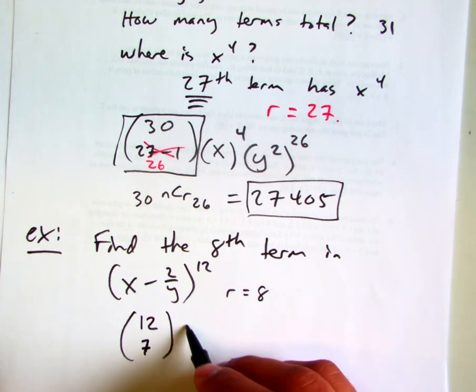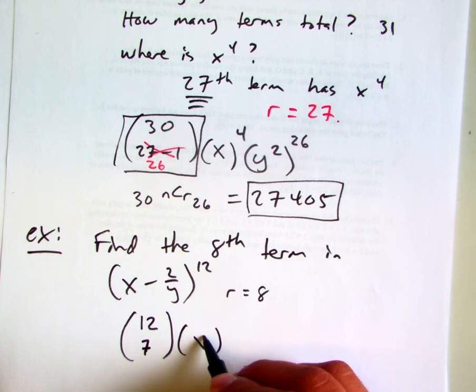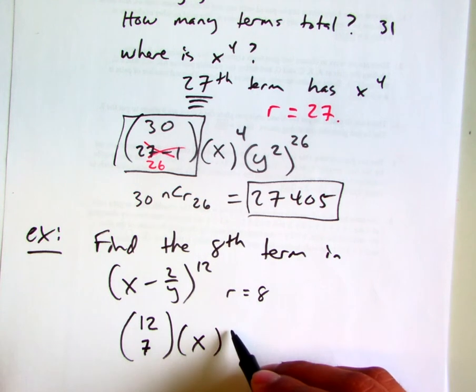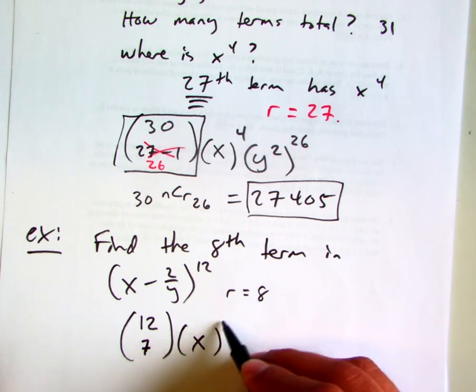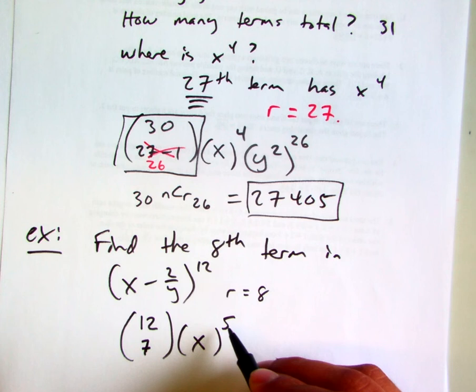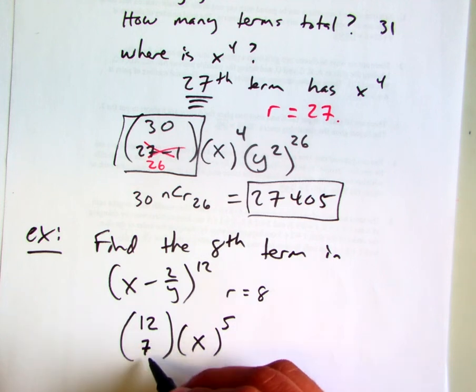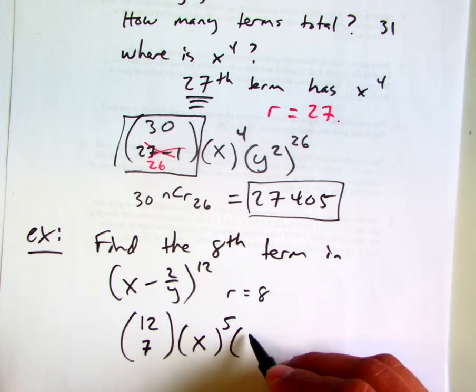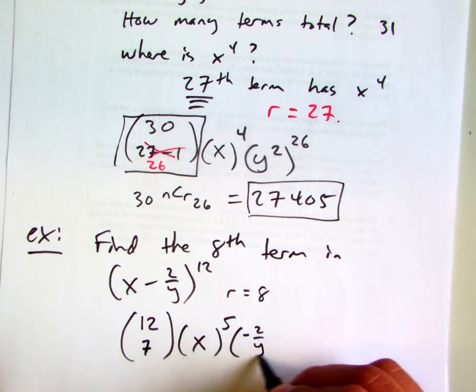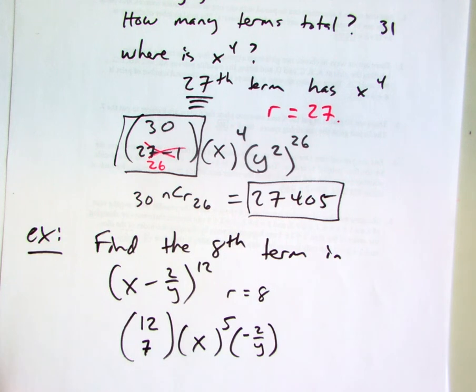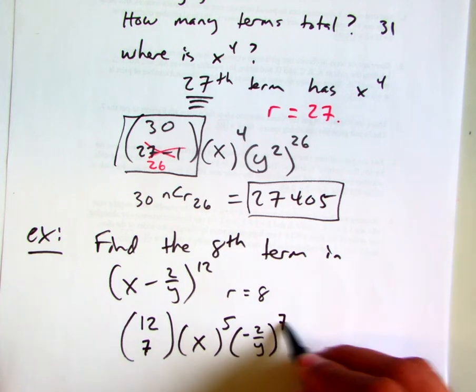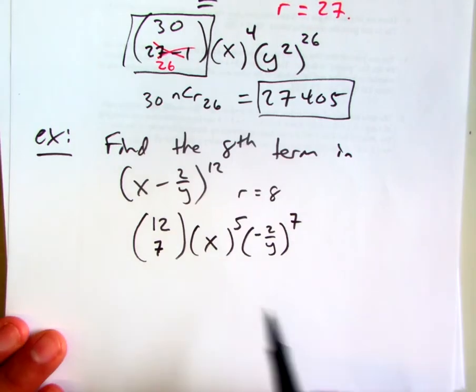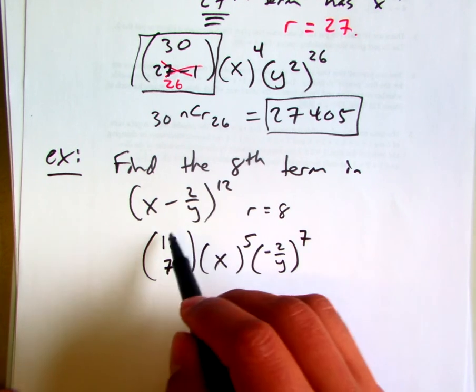And now we just follow the pattern. First thing is x. What exponent do I use? Good. How did you get that again? You just do 12 minus 7. Good. And then the second thing is a negative 2 over y, and that is to the 7th. So instead of doing Pascal's triangle for a while, this is all we need to figure out.